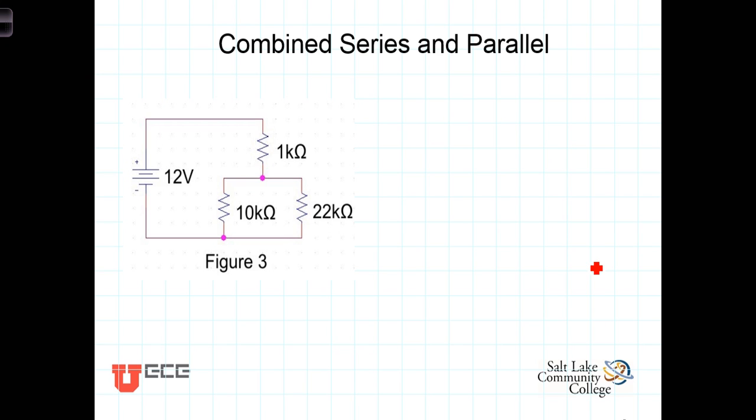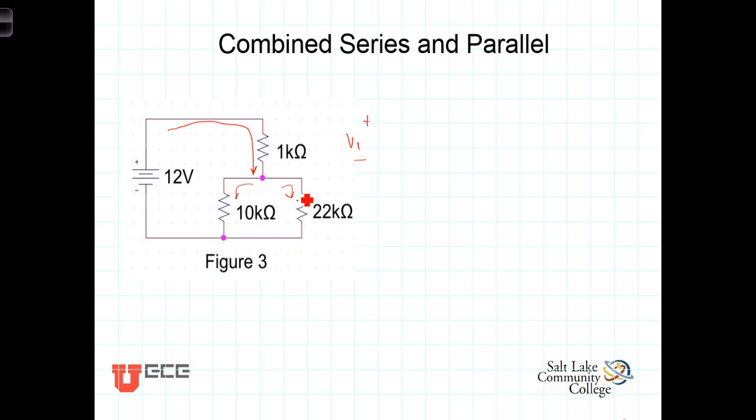One final common structure that we are going to work with this week involves combining a parallel combination in series with another resistor. In other words, we have current coming through the 1K ohm resistor, splitting and going into these two parallel resistances. We want to determine the voltage, call this V1, across the 1K ohm resistor, and we want to determine the voltage across this parallel combination.